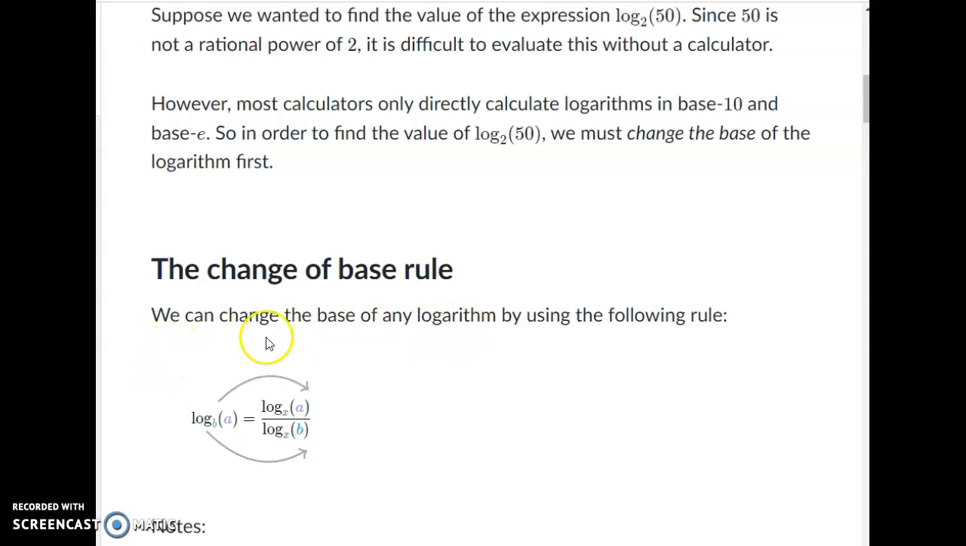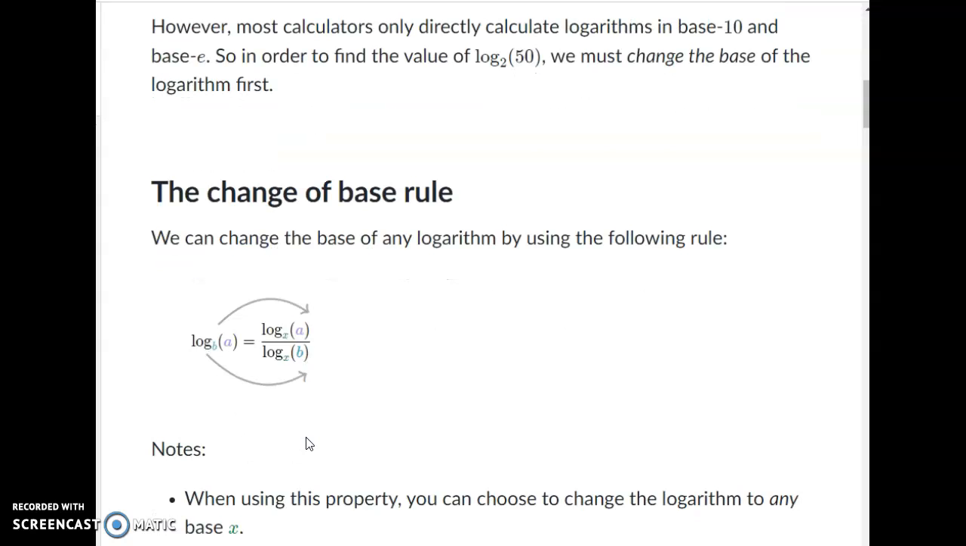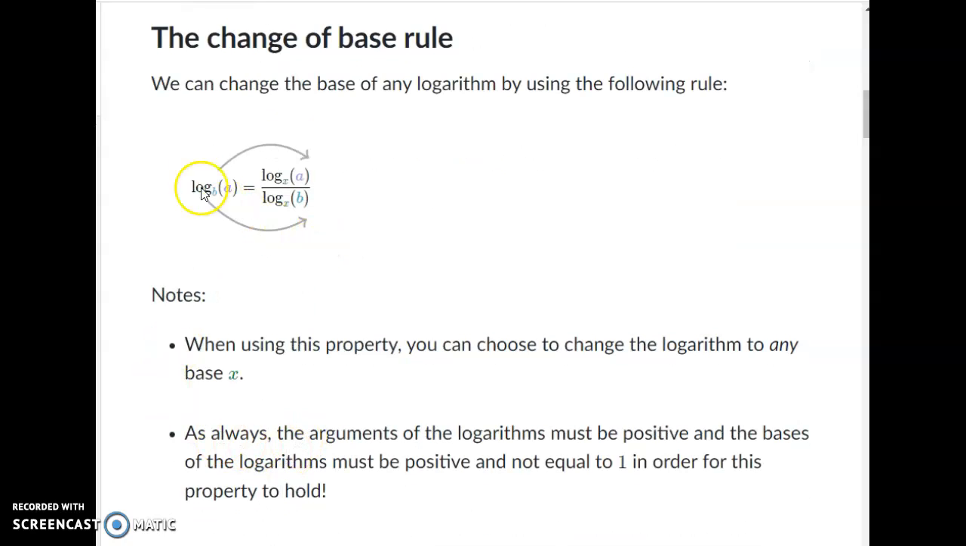We can change the base of any logarithm by using the following rule. The log base b of a is equal to the log base x of a divided by the log base x of b. You can use this rule to change the logarithm to any base x. For our purposes, I'm going to recommend that we use base 10 or base e. That'll make it easier to type it into a calculator. So the log base b of a, once again, is equal to the log base x of a divided by the log base x of b.